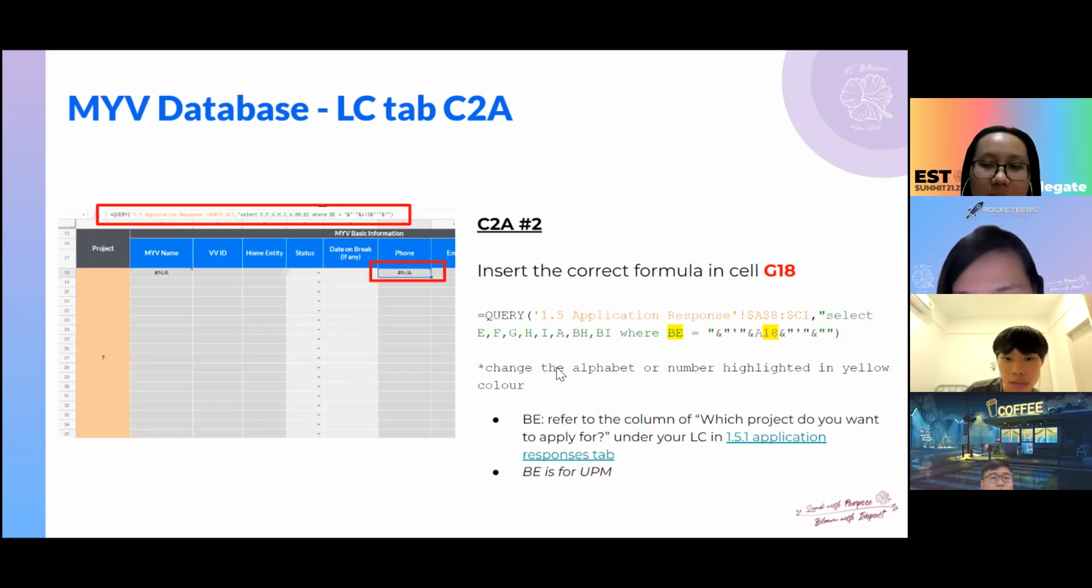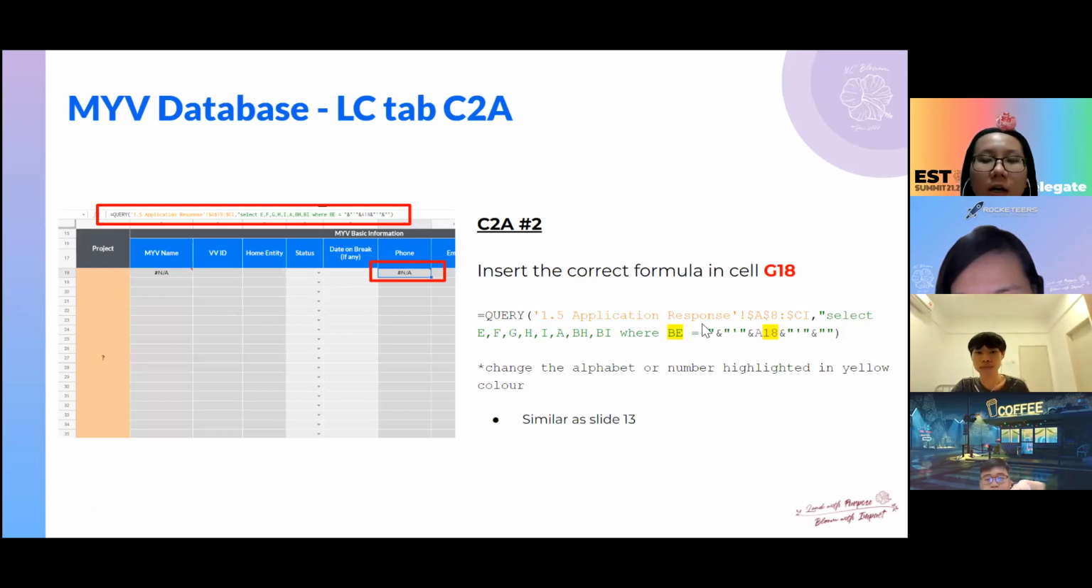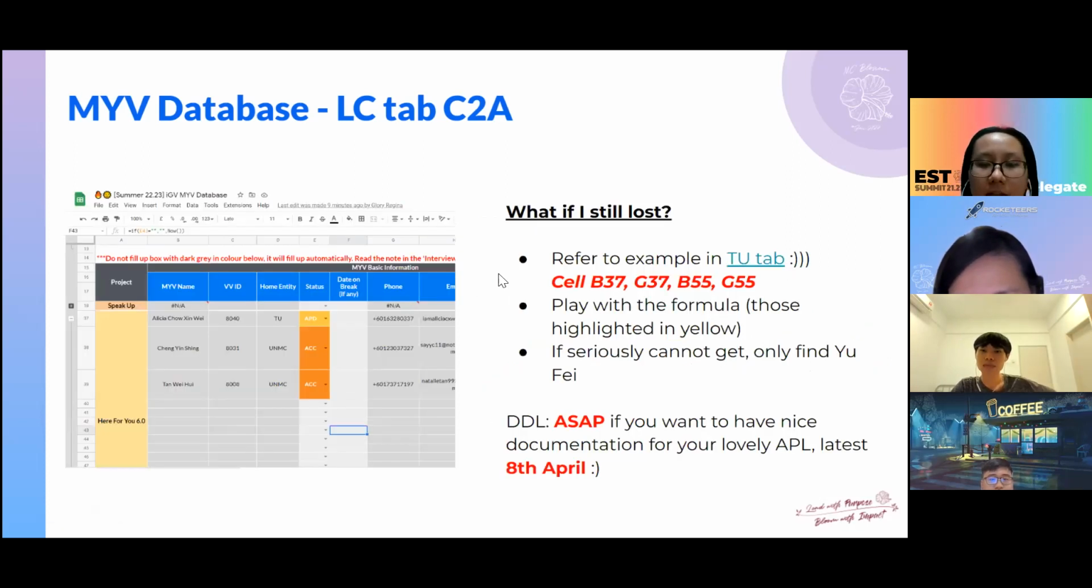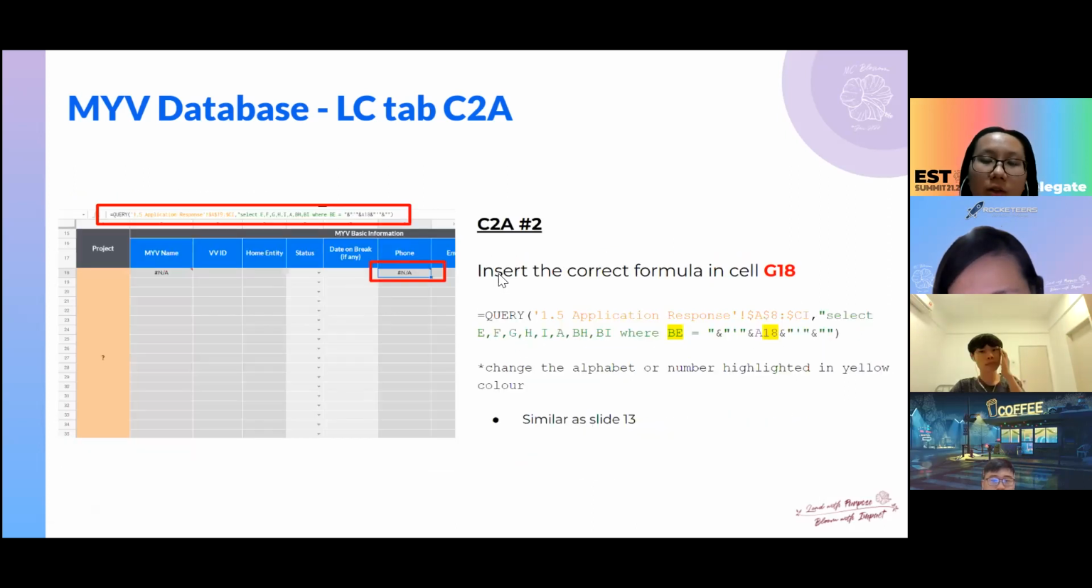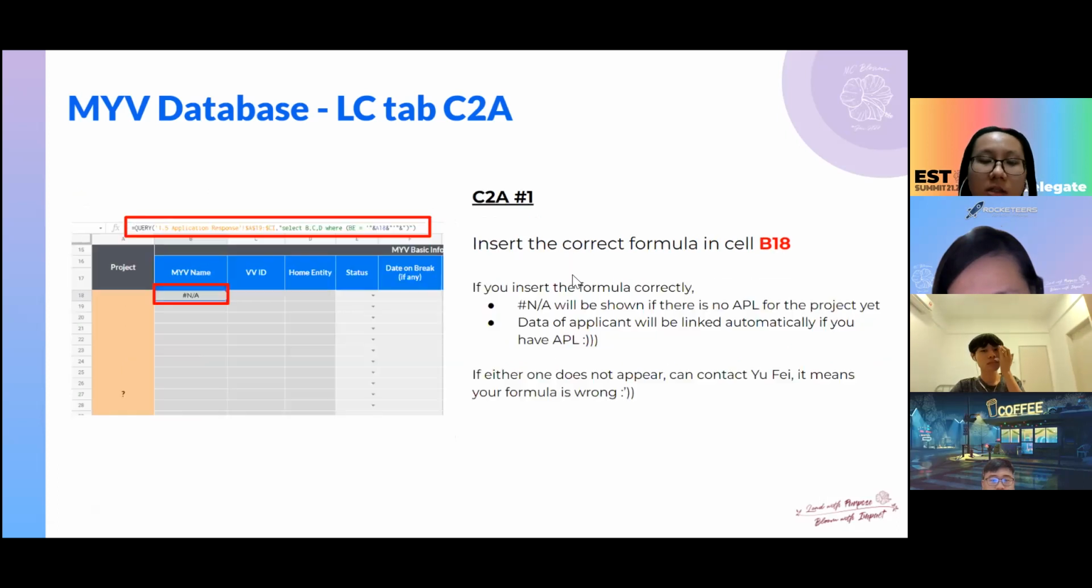Just now I already explained it, it's a similar thing, just that you need to copy a different formula and then fix the same thing, and then copy it in G18. Yeah, it's also the same thing. And how you check whether you have inserted it correctly or not is still the same thing.